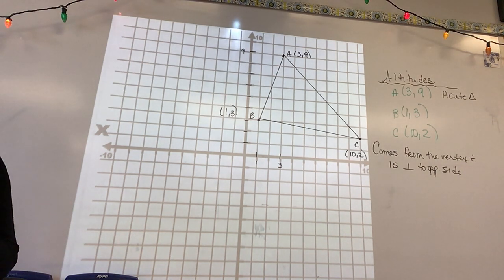Do you agree it looks like an acute triangle? Yeah, does yours look like a cute? Little cutie one.